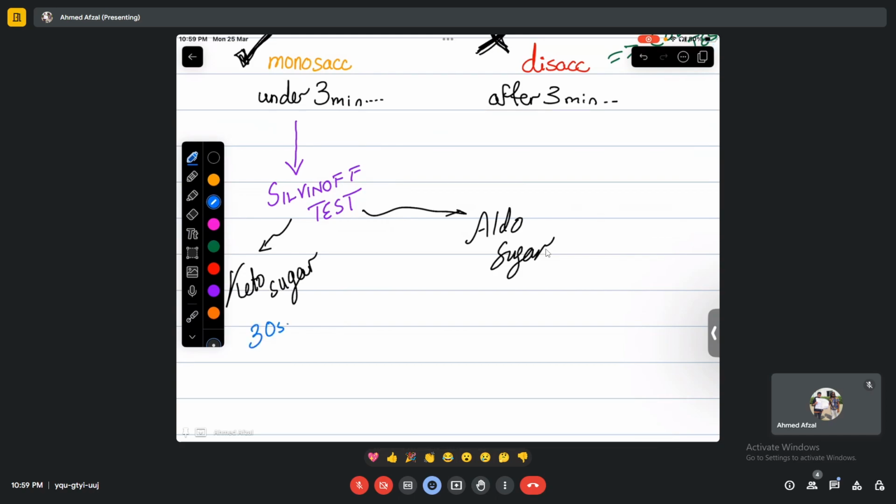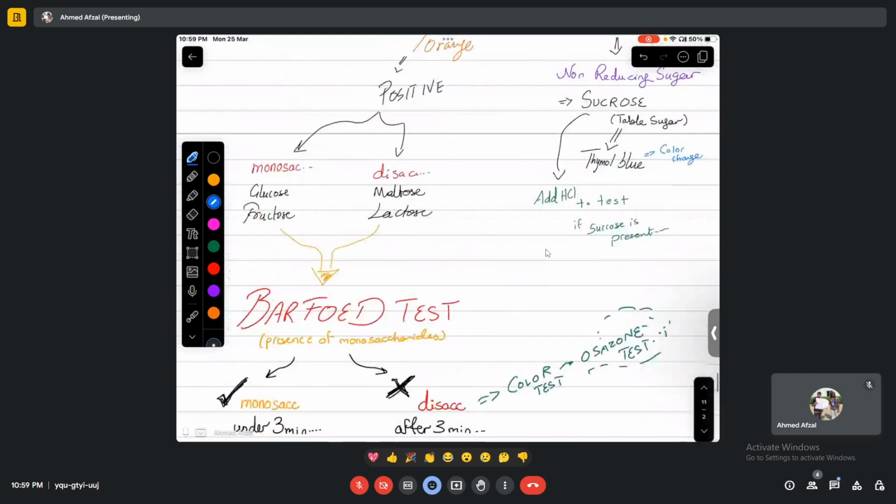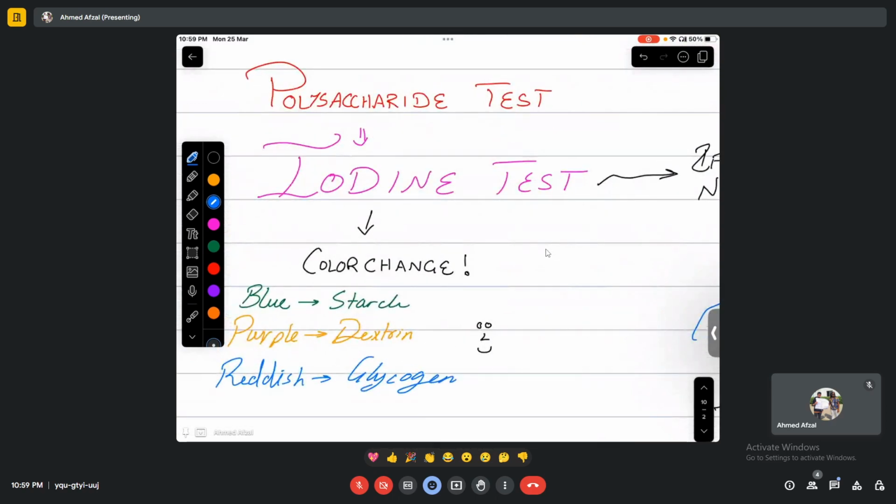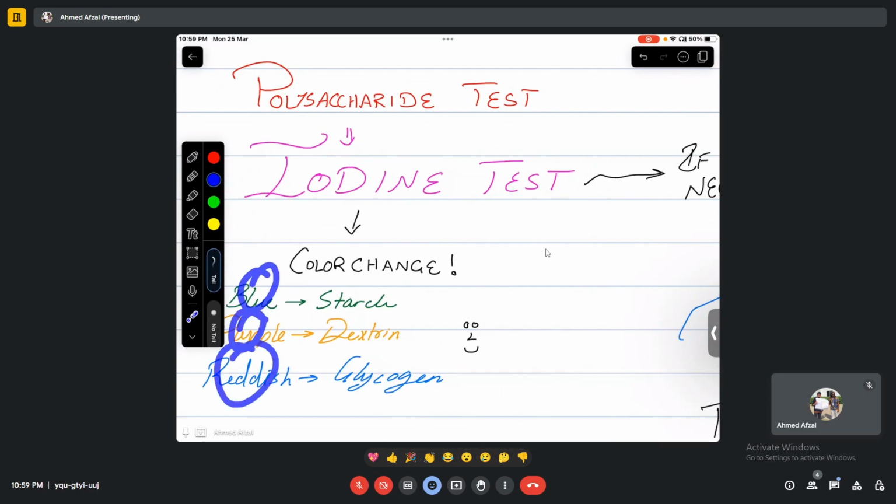So just to recap, we start with a Molisch test. A negative Molisch test means there's no carbohydrate. Positive Molisch test means carbohydrates are present. If carbohydrates are present, we do an iodine test to check for the polysaccharide presence. If the test is positive, the solution contains polysaccharides, and the color blue, purple, and reddish color would indicate whether they have starch, dextrin, or glycogen in that order.